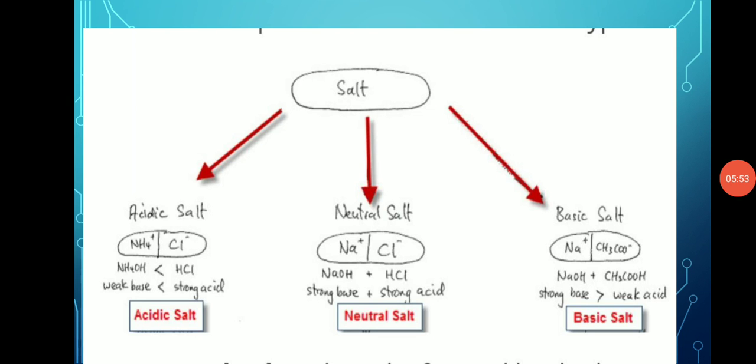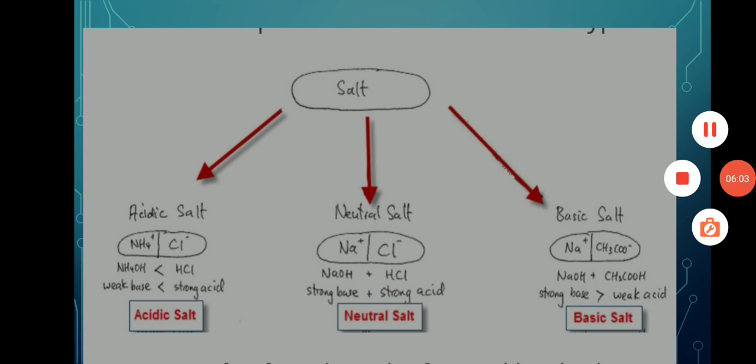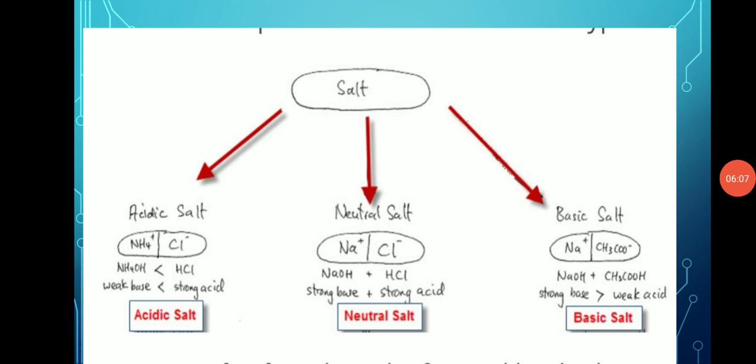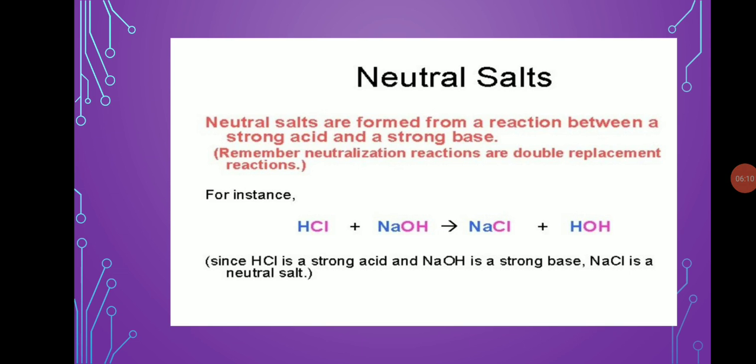Salts are divided into three categories. One is neutral salt, then acidic salt, then basic salt. The neutral salts are the salts formed by the reaction of a strong acid with a strong base. For example, sodium chloride is a neutral salt as it is formed by the reaction of a strong acid, HCl, and a strong base, NaOH.